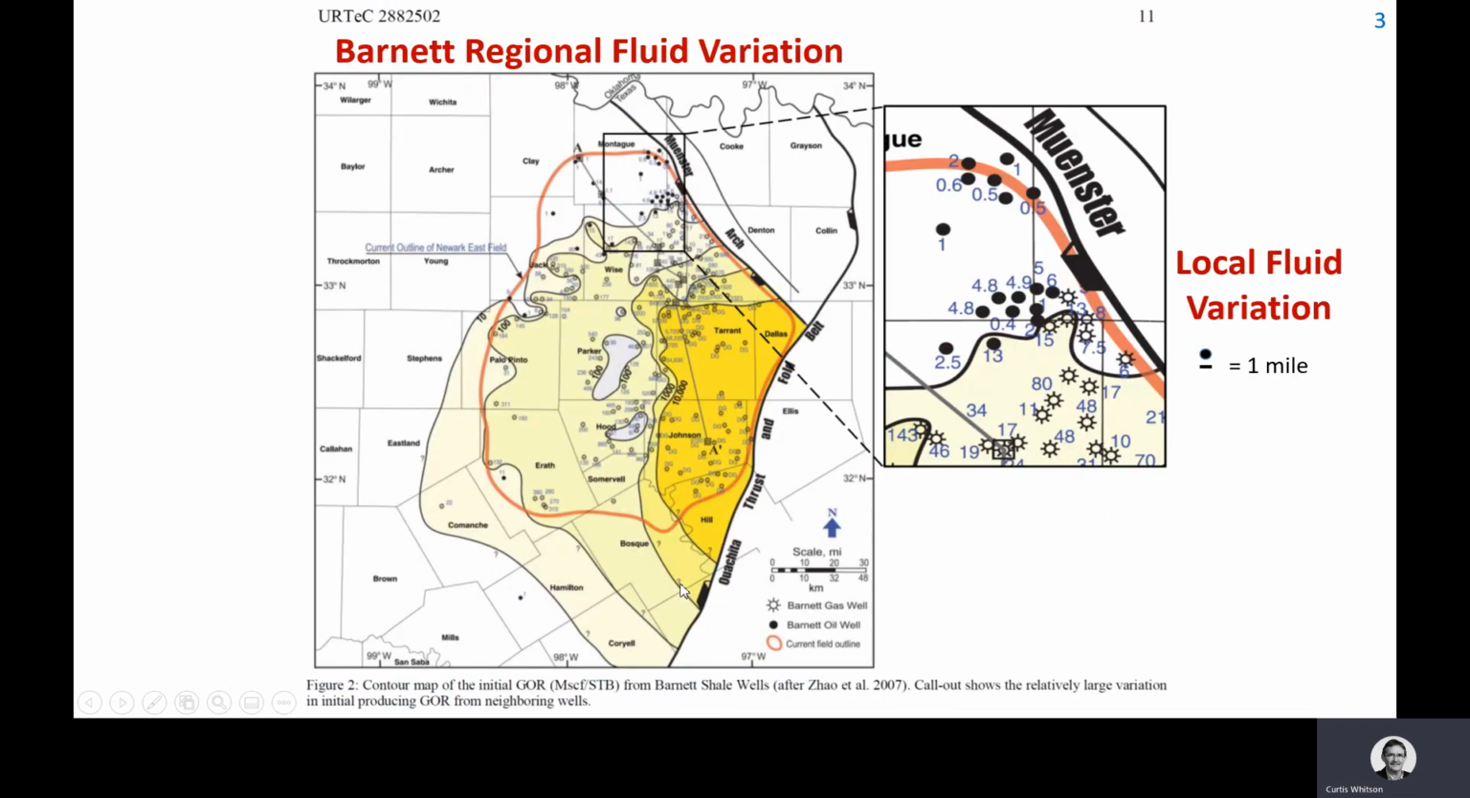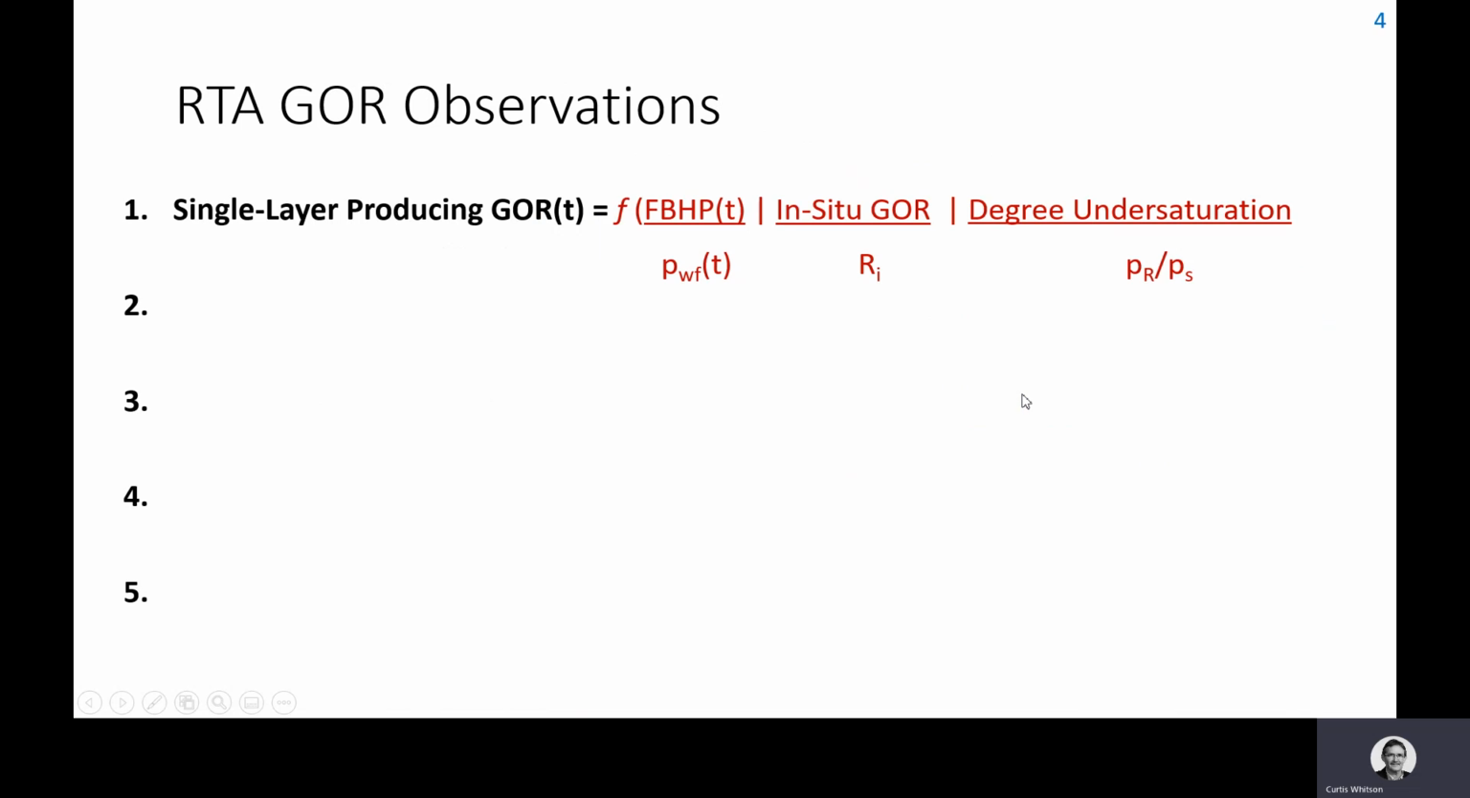This is also for the Barnett, which is normally considered a dry gas field, but up in the northern part you actually see local variations. You have an oil region with GORs from 500 cubic feet per barrel to 1,000 to 2,000, a large range of GORs over smaller areas. So what we're talking about is basically the GOR variations within a well box.